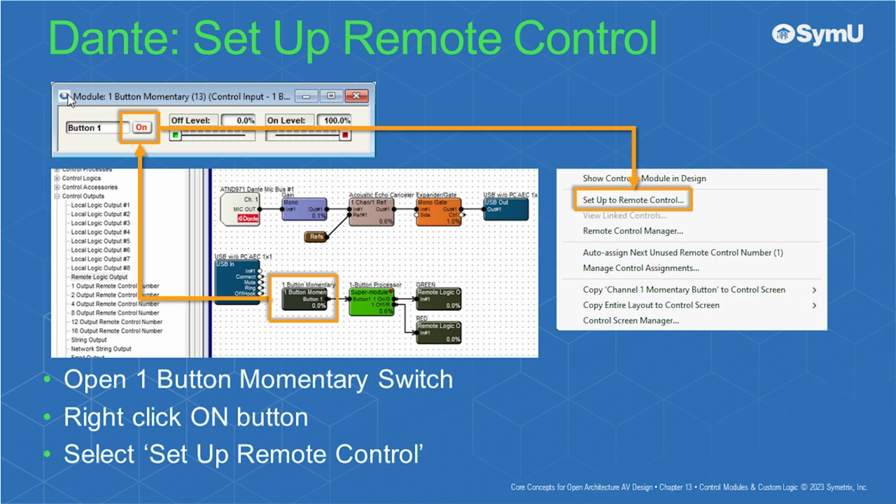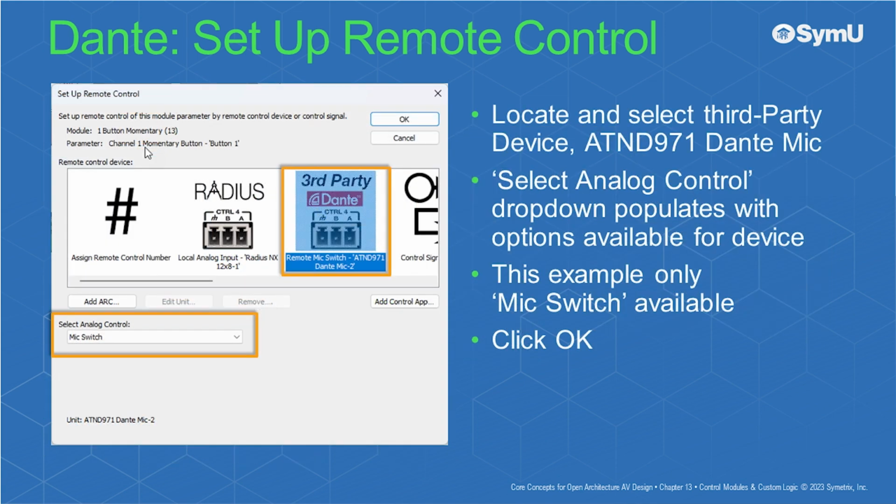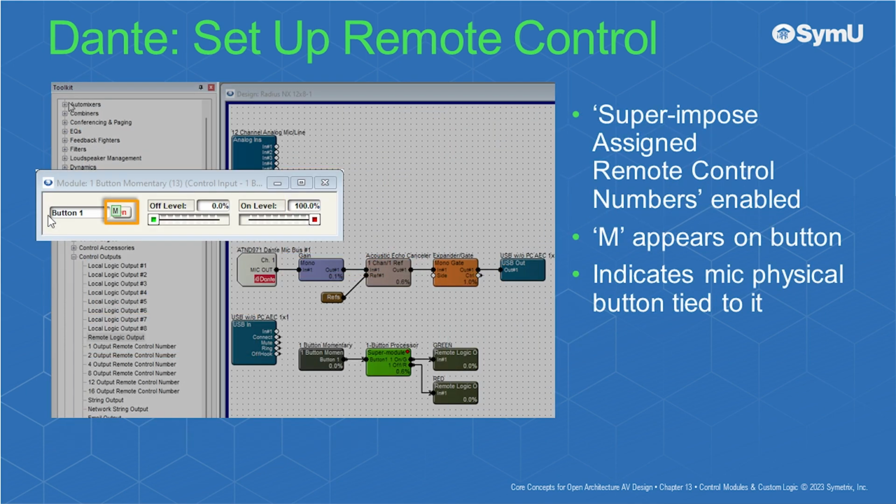Open the one-button momentary switch, right-click on the On button and select Setup Remote Control. Locate the third-party device, AT-ND971 Dante mic, and select. The Select Analog Control drop-down will populate with the options available for the device. In this example, only mic switch is available. Click OK. If you have superimposed assigned remote control numbers enabled from the Tools menu, a green flag with the letter M will appear upon the button, indicating that the mic's physical button is now tied to it.